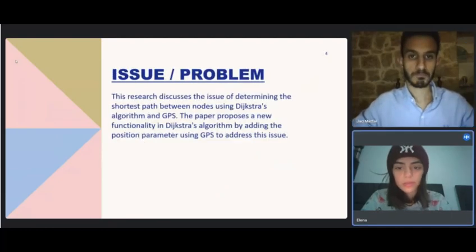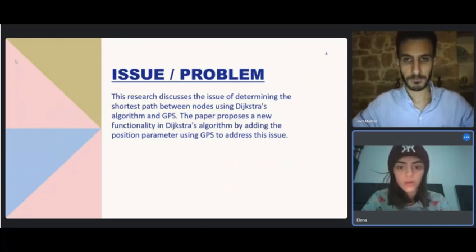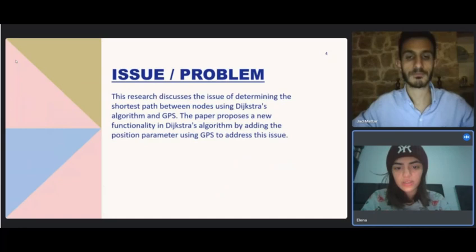The issue and the problem here are to be able to discuss the determination of the shortest path between nodes using the Dijkstra algorithm and the GPS simultaneously. In this paper, we will be mentioning the position parameter between these two algorithms.